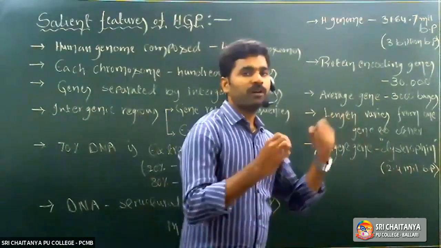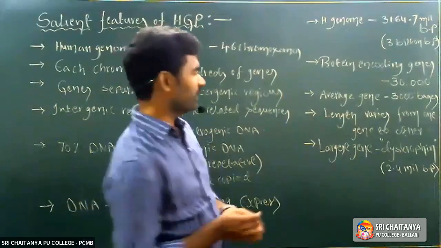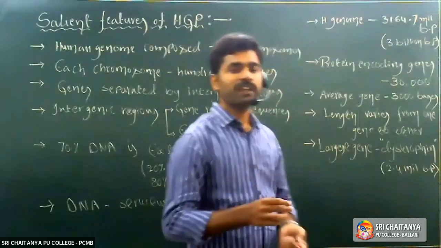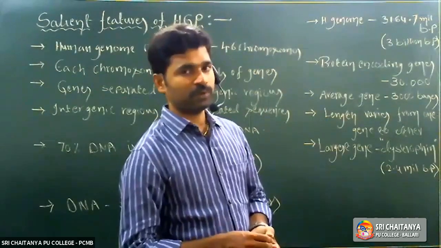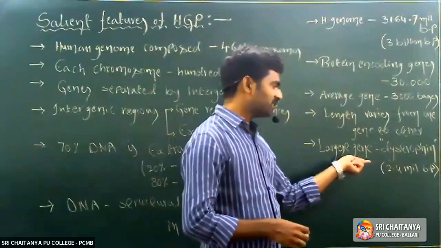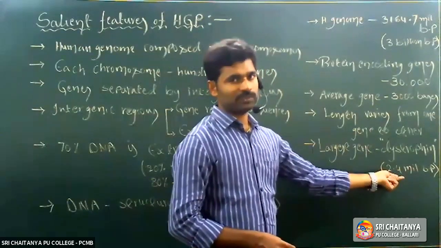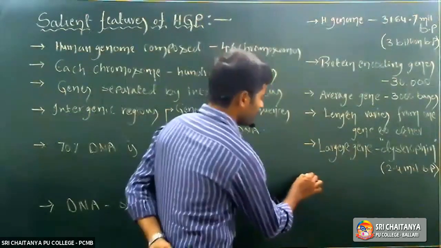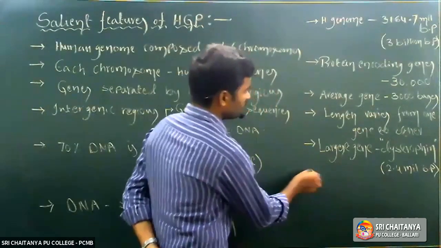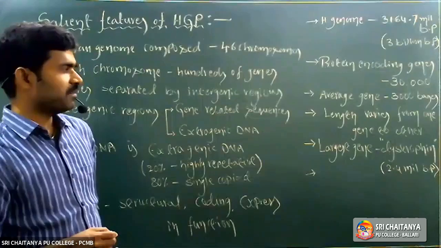It is a muscle protein encoding gene, responsible for the synthesis of muscle proteins. The dystrophin gene, the largest gene, consists of 2.4 million base pairs.